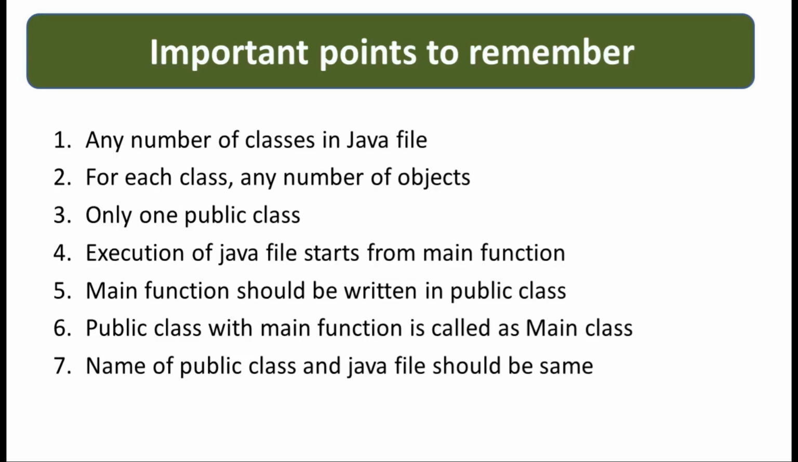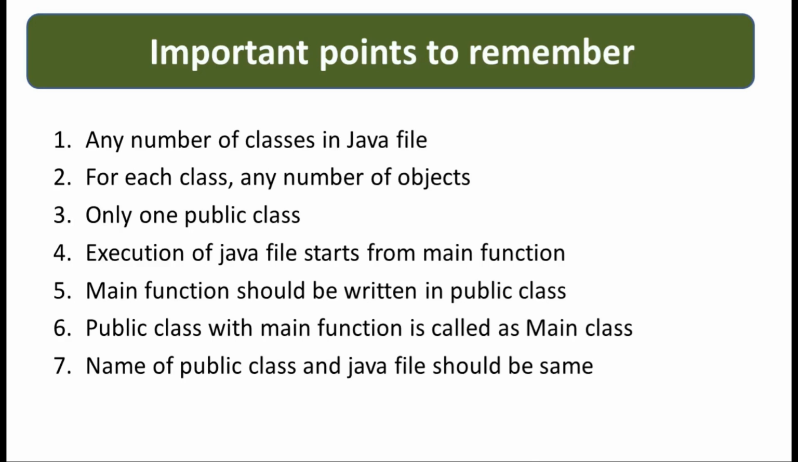For example, if demo is the public class name, then you have to name your Java file as demo.java, because during compilation, after successful compilation, a bytecode will be generated. That means a binary executable. The name of that bytecode will be the name of the public class.